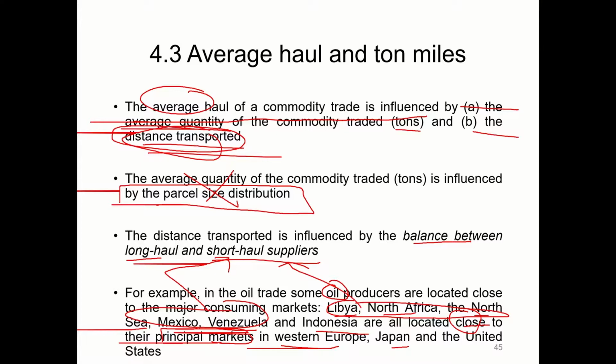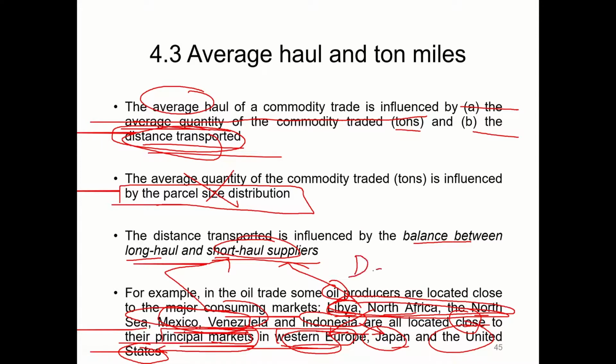For example, Libya, North Africa, and the North Sea are very close to Western Europe, so they are the short haul suppliers to Western Europe. Indonesia is very close to Japan, so Indonesia is the short haul supplier for Japan. And Mexico and Venezuela are very close to the United States, so they are the short haul suppliers to the United States.